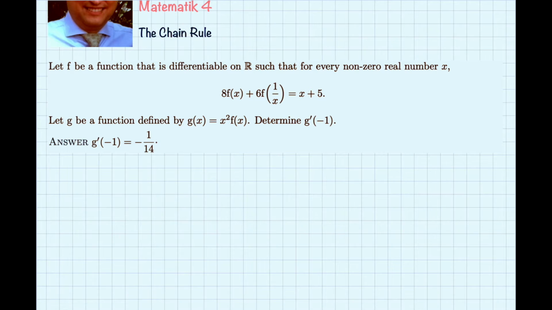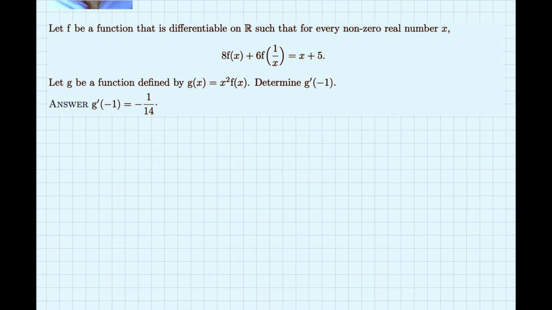The point is that f of x is not given to you directly. You don't know the formula of f of x, but you know whatever that function is, it will satisfy this relation. Okay, but let us ignore that for the time being. Let us pretend that I have f of x and know how to differentiate. So g of x is given to be x squared times f of x.